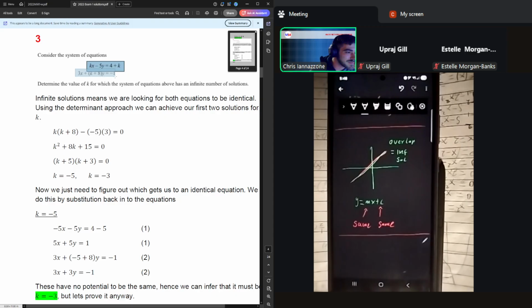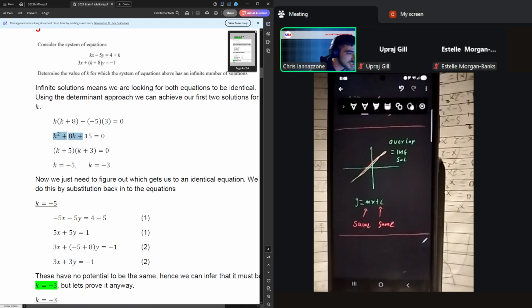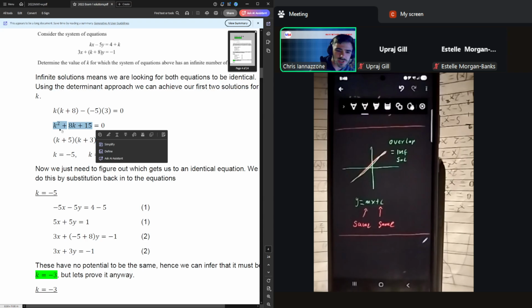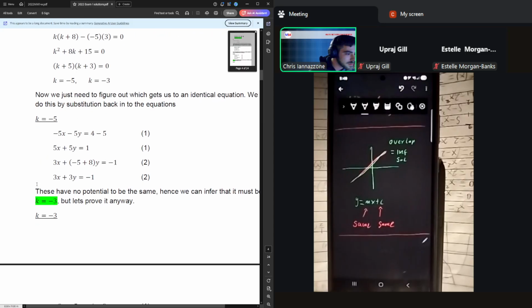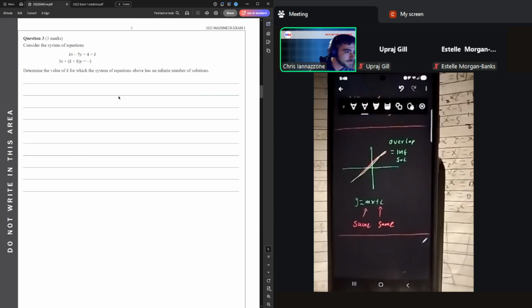But yeah, rearranging for y equals mx plus c on both of these, and then comparing. You'll still get the exact same sort of equation. Did you get that equation there, k squared plus 8k plus 15? Yeah, I did. So it's just a different way of getting to the exact same spot. The only thing I can't really show you is the y equals mx plus c rearrangement, but that's not really all that challenging. Yeah, that's about it there.